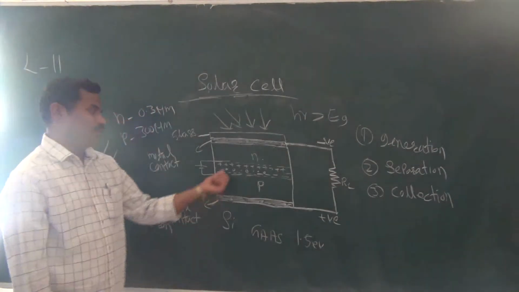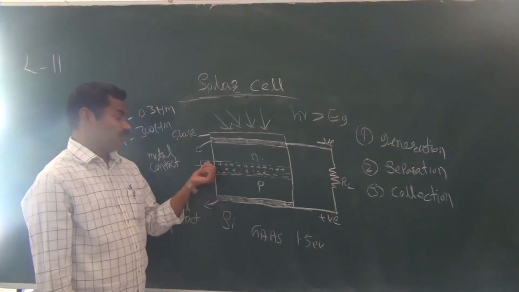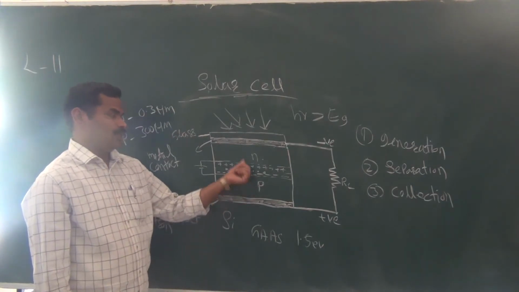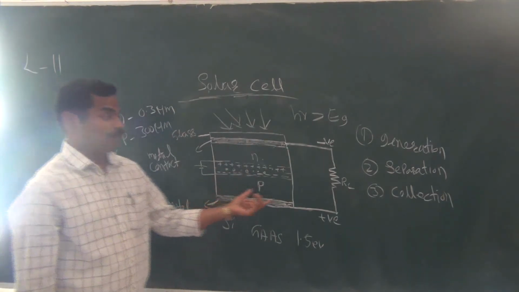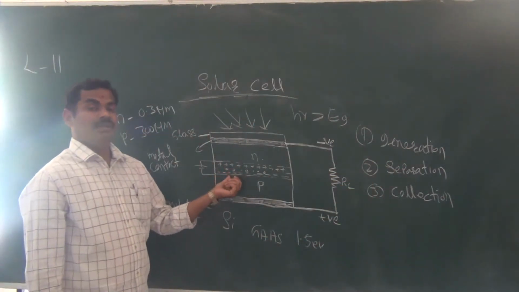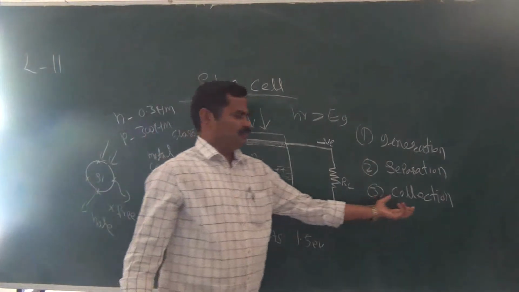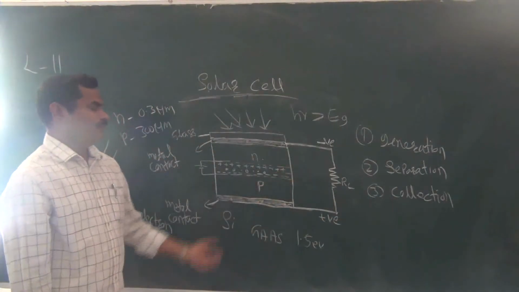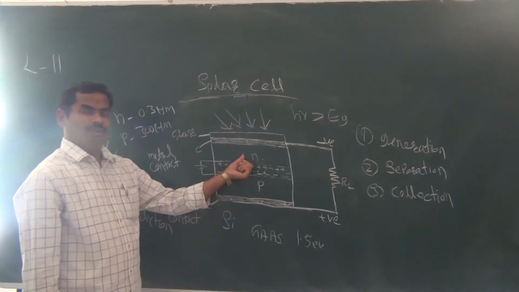Actually they want to recombine, but because of this electric field, the holes move towards the p side and electrons move towards the n side. This separation of the electron hole is because of the electric field in the depletion layer. What about collection? What about collection? Collection: these electrons will be collected.